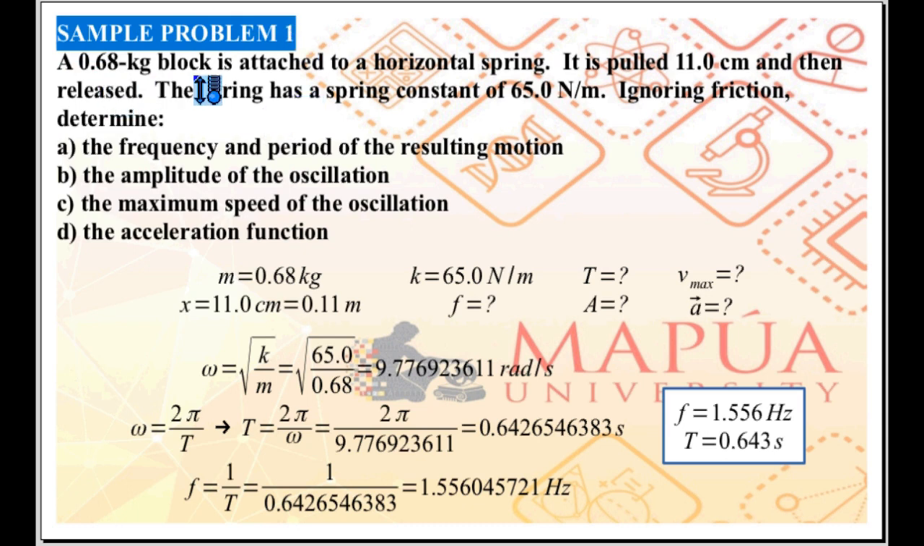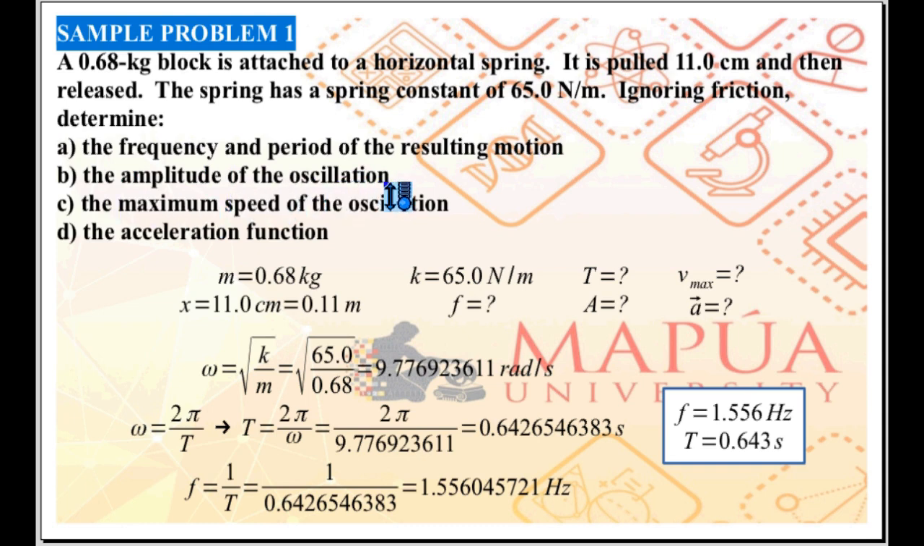A 0.68 kilogram block is attached to a horizontal spring. The block is pulled 11 centimeters and then released, resulting in the spring being stretched 11 centimeters. As a result, the block will undergo spring motion. The spring has a spring constant of 65 Newton per meter. Ignoring friction, determine the following items: the frequency and period of the resulting motion, the amplitude of the oscillation.